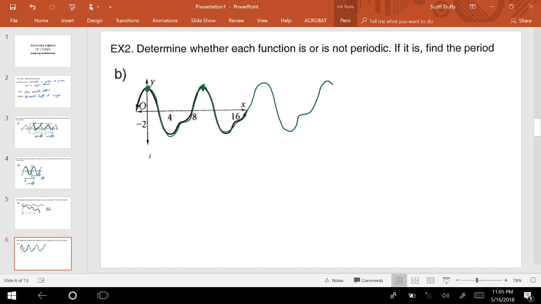Now, the length of one of those cycles goes from 0 to, well, if that's 4 and that's 8, that would probably be 10. So this would probably be 9. From 0 to 9, which means it has a period of 9. And yes, it is periodic.